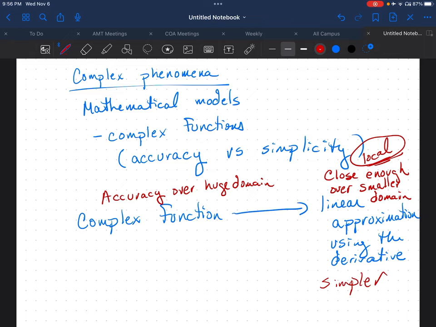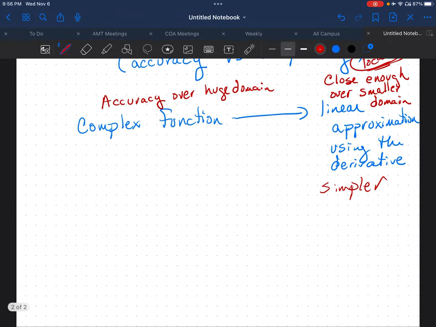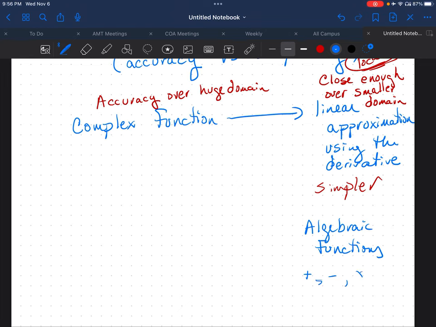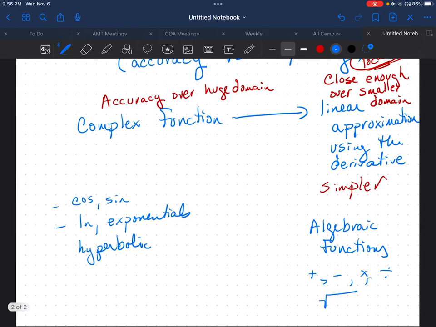And especially when you talk about using, let's say, computational power to do these things, all of these things over here tend to be algebraic functions. Things involving plus, minus, multiplication, division, maybe roots, right? But these algebraic functions. And over here, maybe you'll have more transcendental functions like cosine, sine, trig, natural log, exponentials, right? And all those hyperbolic functions. And there's just a level of complexity when you need them to compute anything.